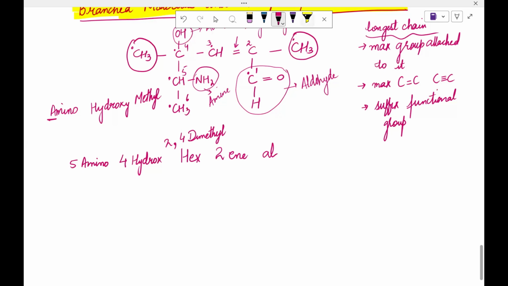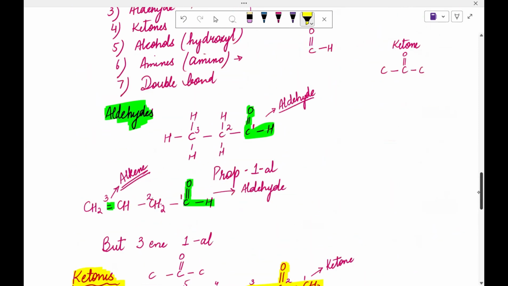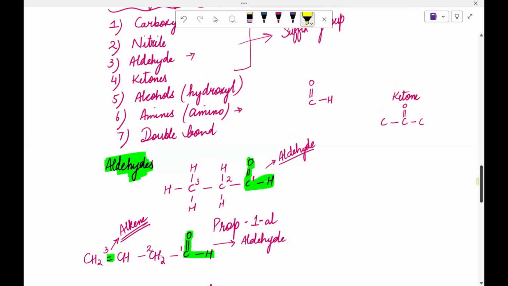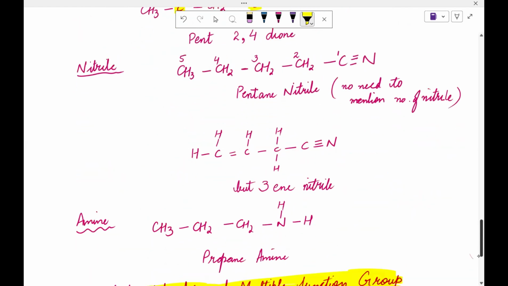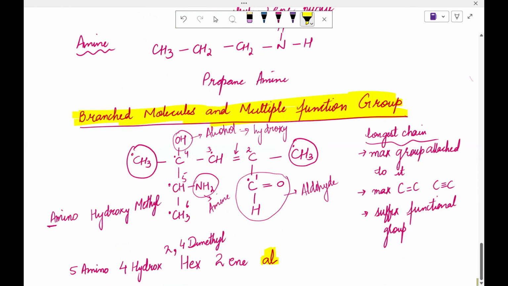The main thing that I'm talking about is, first of all, that this would come in the suffix that I have told you here. Like if we have a carboxylic acid group, nitrile group, aldehyde group, or ketone group, they would be part of the suffix. That we are going to put over here. So that is why AL is there.